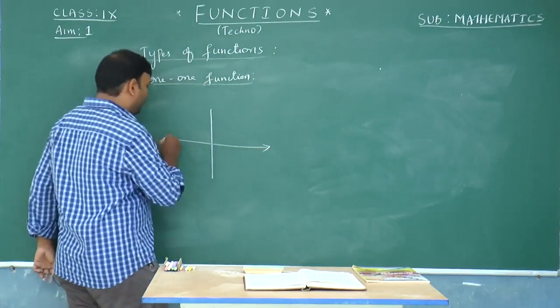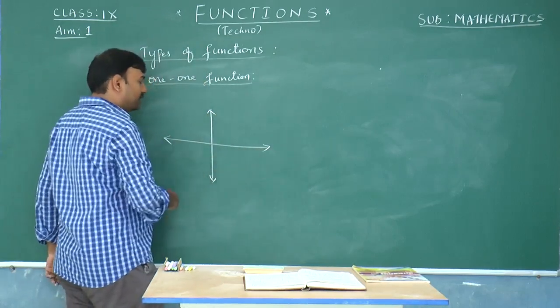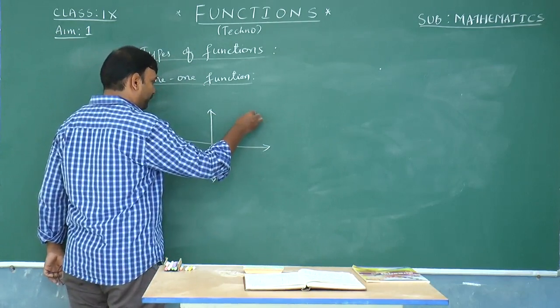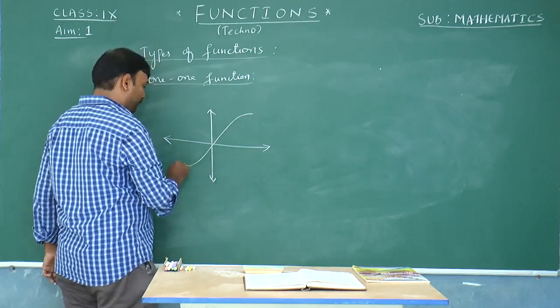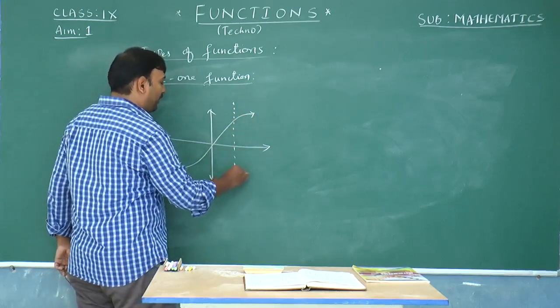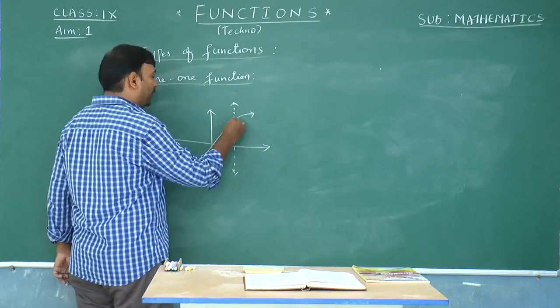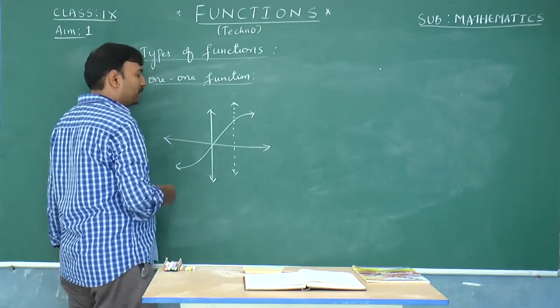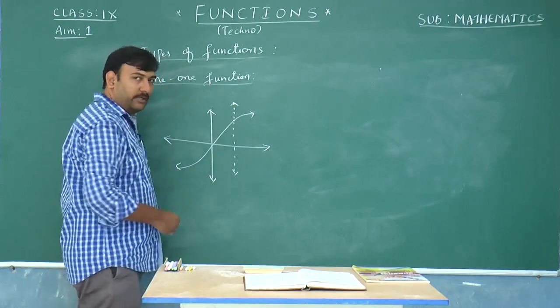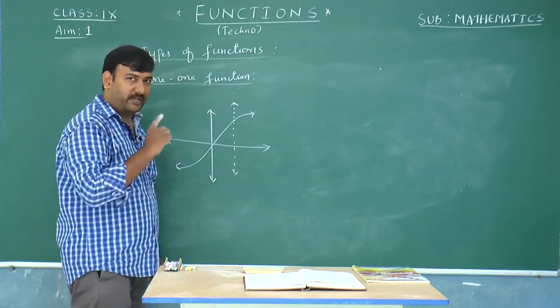As already we know, the graph of a relation is said to be a function if the vertical line drawn is meeting the curve at the most one point, then the curve is going to represent a function. This is called the vertical line test that we have seen in the definition of function.